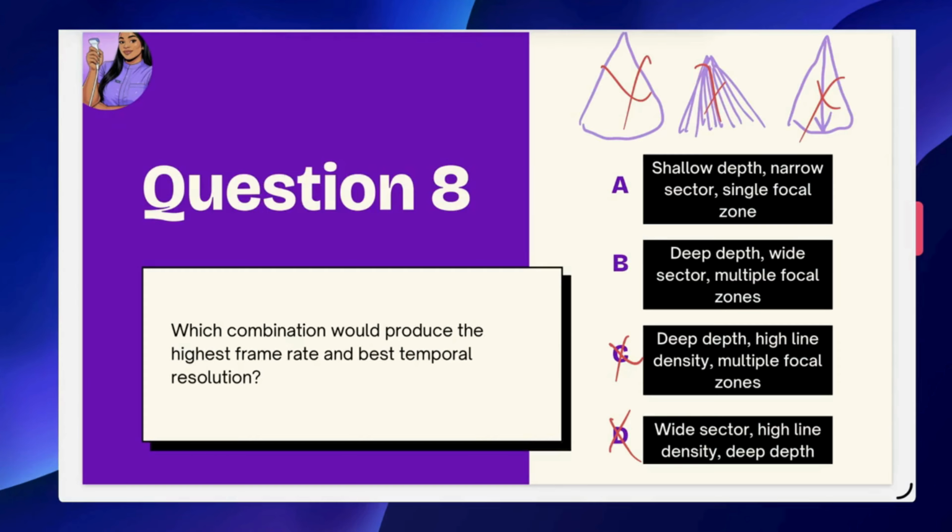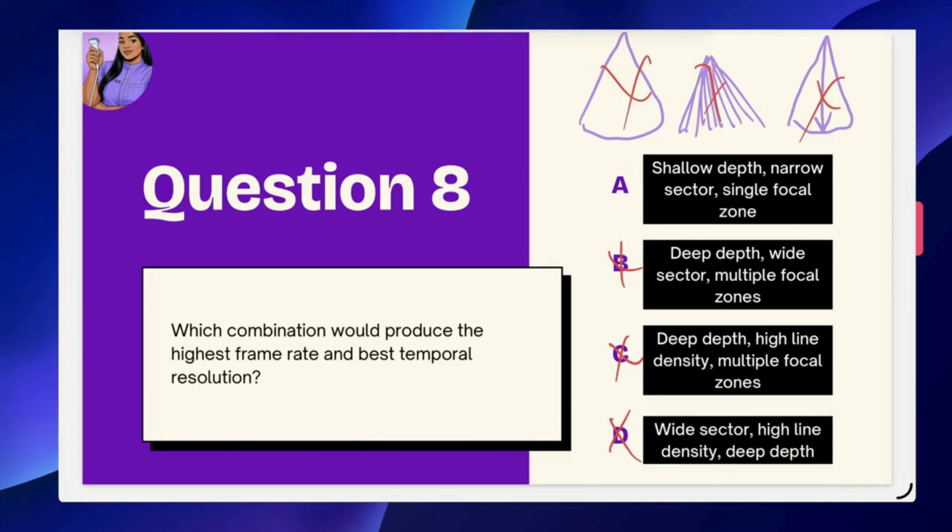That's all you guys have to keep telling yourself when you see temporal resolution or frame rate, because like I said, there are so many different ways to ask this question, because there's so many different things that affect this type of resolution, that all you have to do is tell yourself, hey, if this is going to make my ultrasound system work harder, it's not going to be a good option. All right, so same thing goes for B. Deep depth, wide sector, multiple focal zones. It sounds like too much going on. It's too much going on.